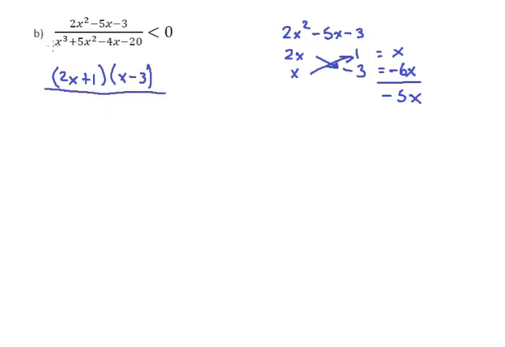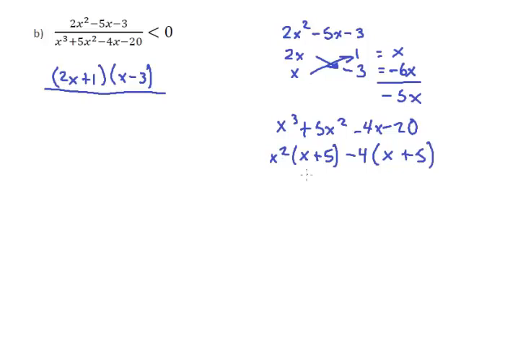Next one. Well, we have more than 3 terms. We have 4 terms. So that means I'm going to have to use grouping method. Okay, x cubed plus 5x squared minus 4x minus 20. Well, x squared is repeating, so x squared goes outside. That will leave me with x plus 5. Minus 4 is repeating, so minus 4 outside. That will leave me with x plus 5. x plus 5 is repeating, so x plus 5 goes outside. And x squared minus 4 stays inside parentheses.